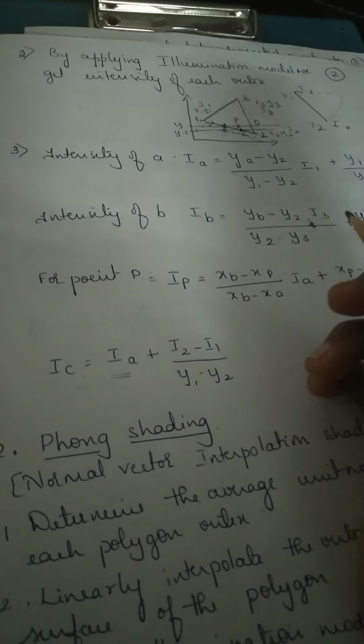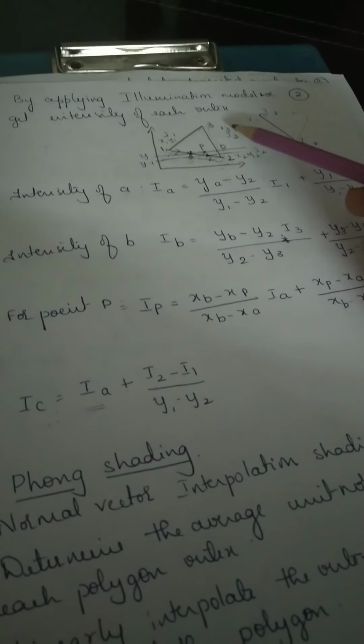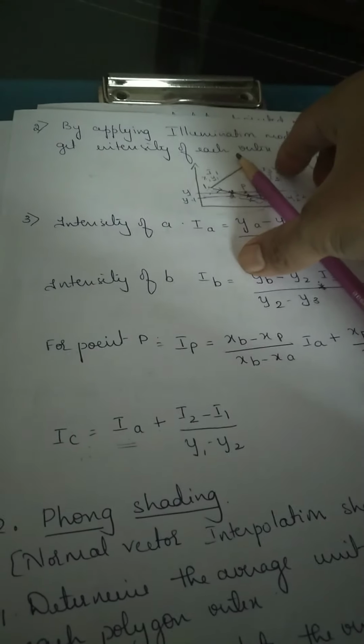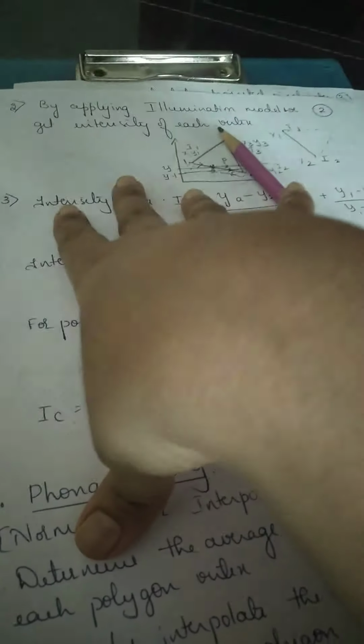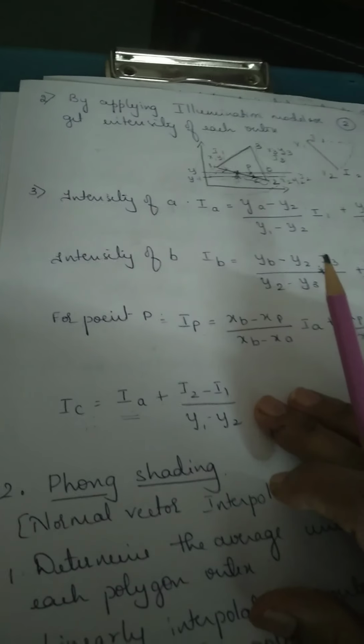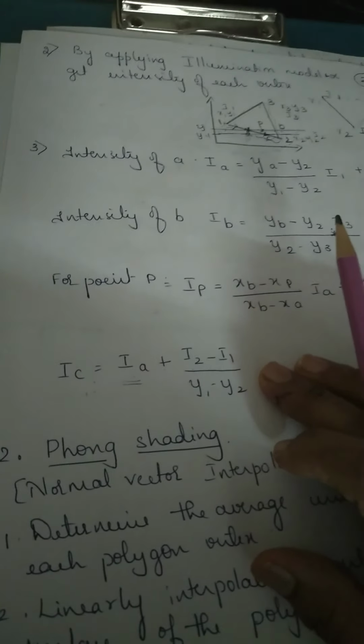Right? Here, the second step is first we apply the illumination model to get the intensity. Then in the third step, we calculate the intensity over the surface of the polygon. These are the 3 different steps in Gouraud shading.